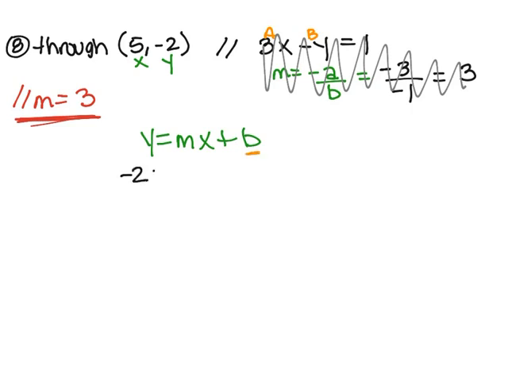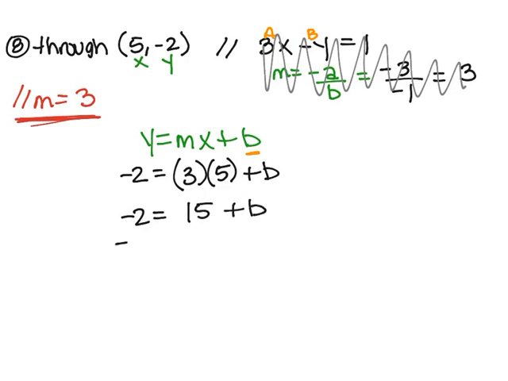So y is -2, m is 3, x is 5 plus b. So -2 equals 15 plus b. We're going to subtract 15, so b is -17. So you're not done here.